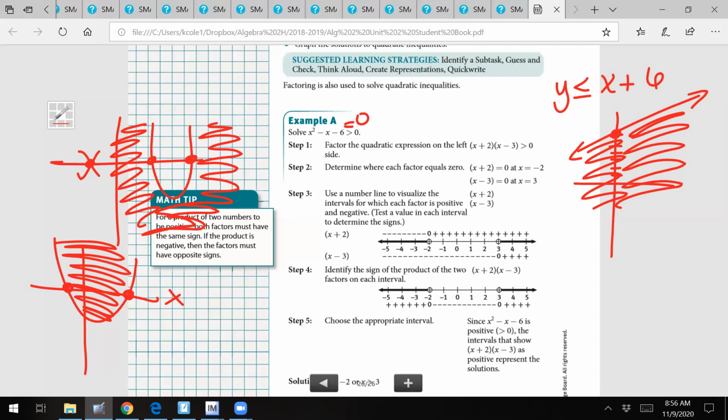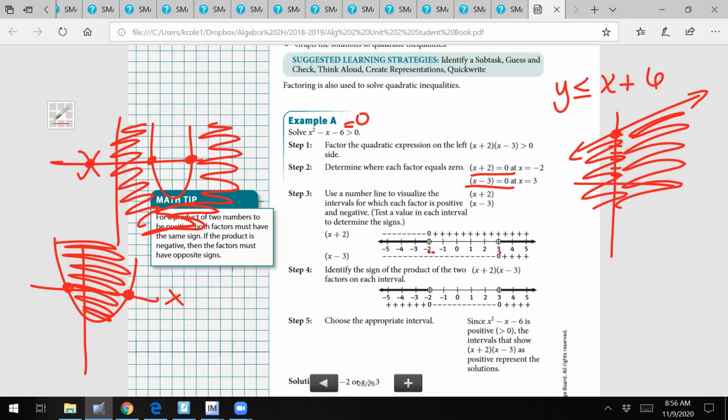So when we do this, we still factor just like normal. We still set them equal to 0, set them equal to 0. The only difference is now we have to put them on a number line. So they go on just a single number line, and then we have to figure out, do we want these values to be less than, greater than? Do we want them to be included? And I'm going to teach you how to make that decision.